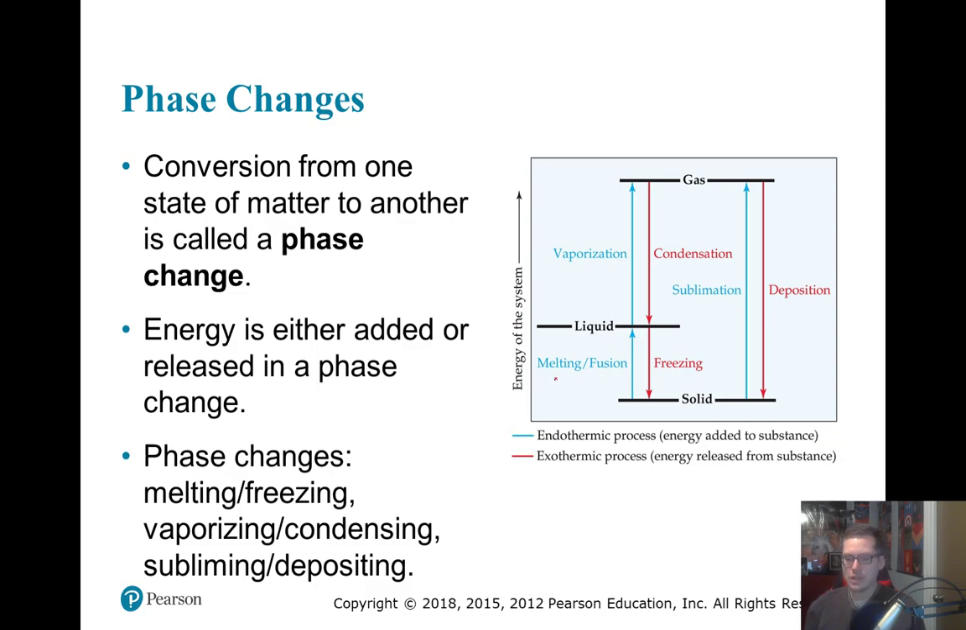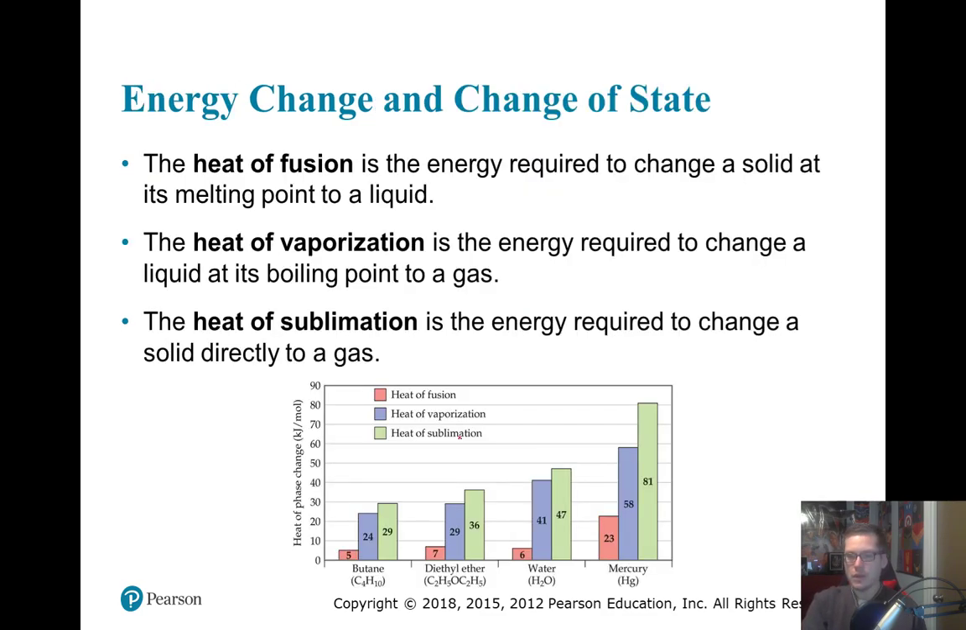So here are the names of what we call them. Melting or fusion is going from solid to liquid. Then vaporization and condensation are between liquid and gas, and then sublimation and deposition are between solid and gas. Those are our six main phase changes.